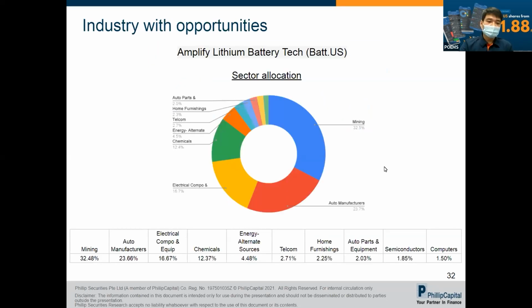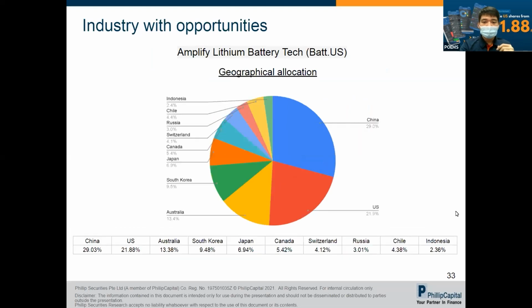Here's the sector allocation. The top 3 are mining, auto manufacturers, and electrical components. Okay, then here's the geographical allocation. China 29% as compared to the previous fund 50%. So there's a huge reduction in terms of investment in China here. The top 3 are China, US, and Australia.